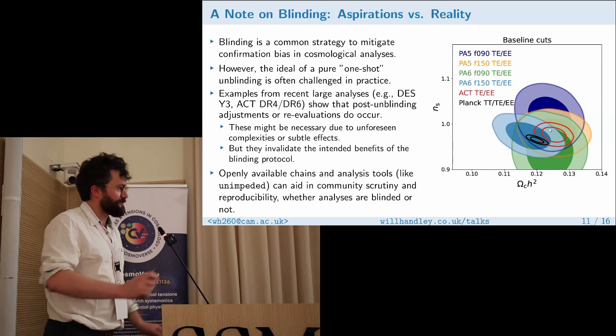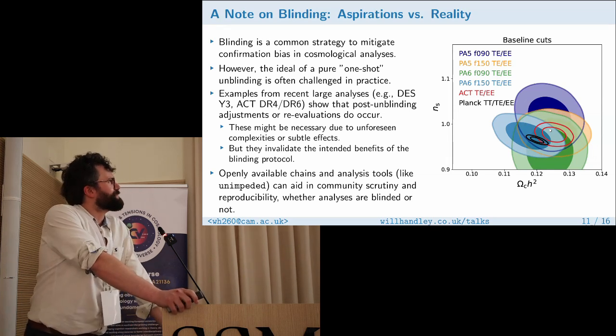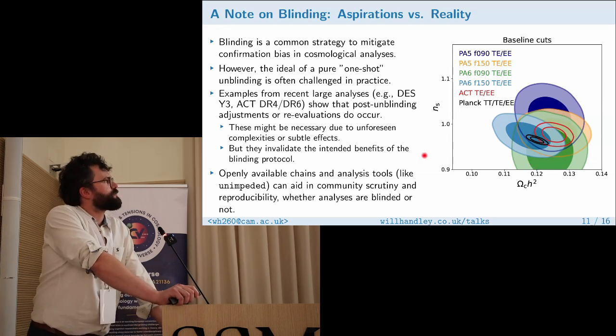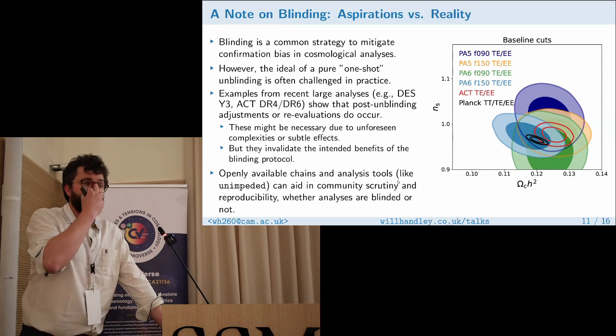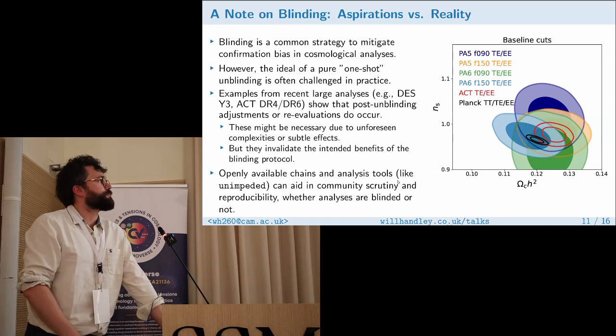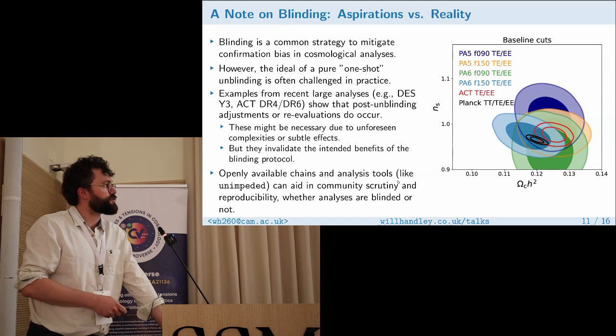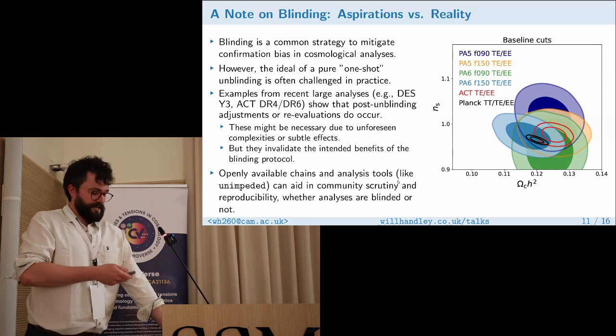Please stop giving me talks about blinding if you're not going to do it in practice. So again, openly available chains analyses like ACT do and like Planck do and like DES do really help to aid in this community scrutiny, and hopefully these will continue to do that.